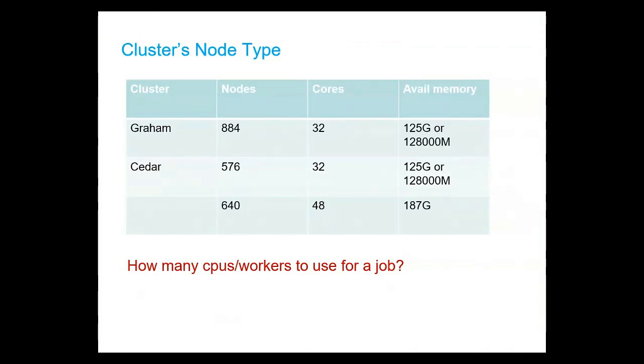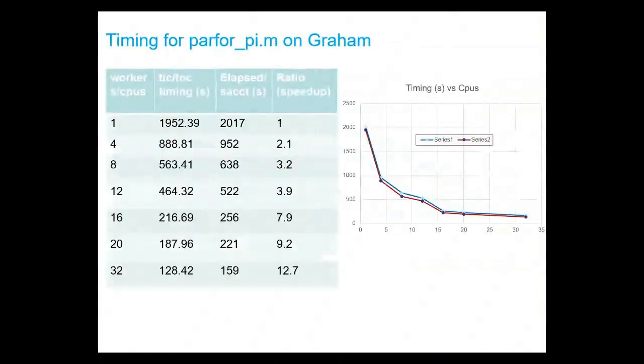We played with these simple examples and tried to get a clue how MATLAB performs on our systems. We hope the cutoff will make sense. This is basically for that pi code. We try to run with different numbers of workers or CPUs and try to understand the timing and then the speedup.